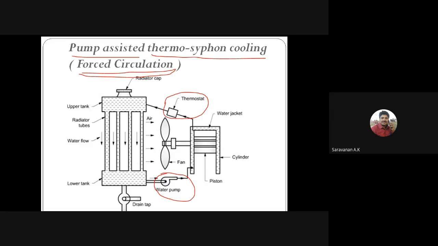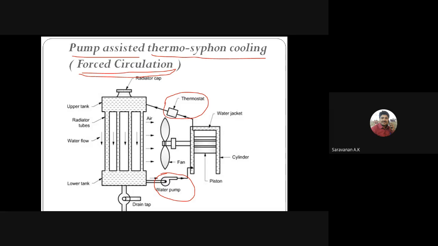The pump is driven by the engine itself. The introduction of the pump ensures positive circulation of the water at all working conditions. Since the cooling of the engine is independent of the temperature difference between the hot and the cold water, it may result in overcooling of the engine, which affects the thermal efficiency of the engine and its working conditions. So this will be the disadvantage of this working.